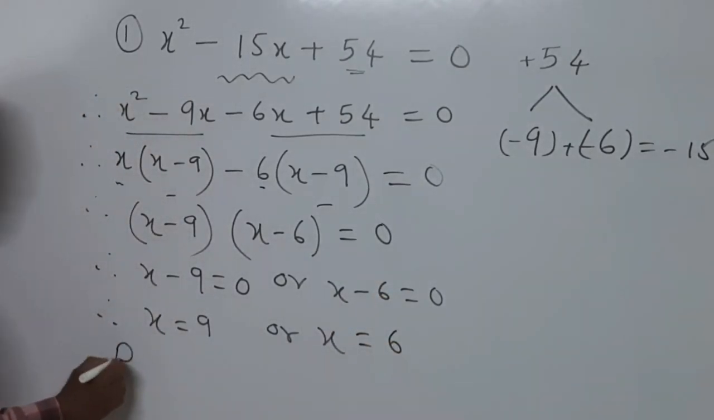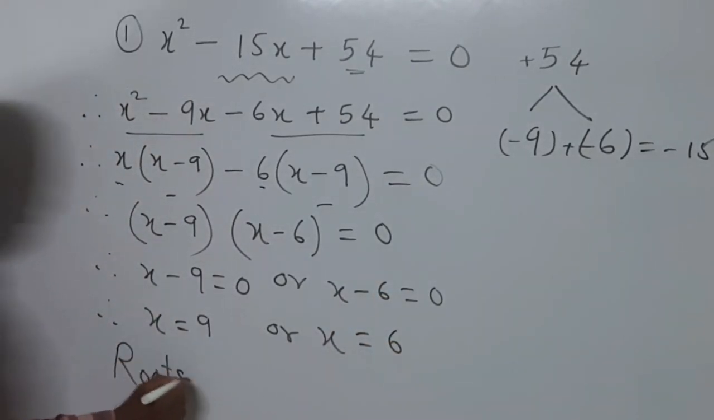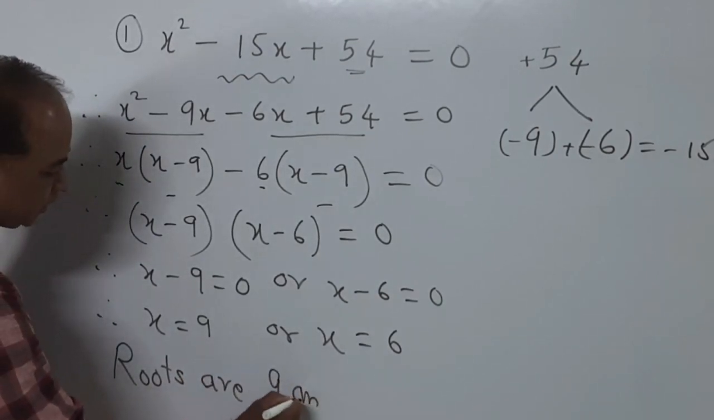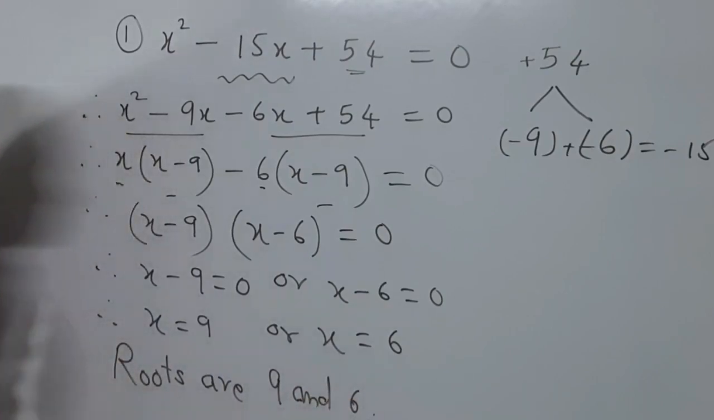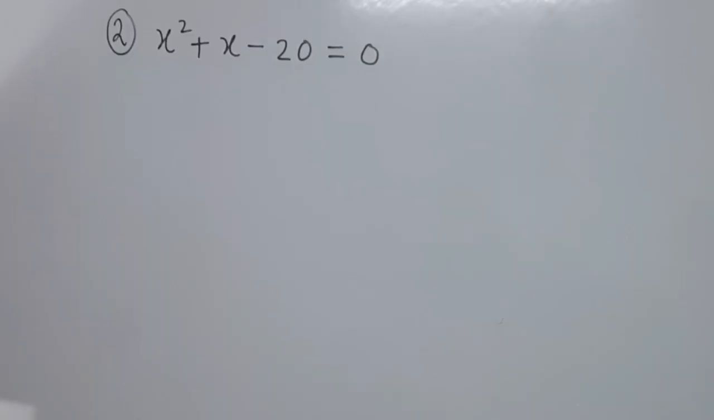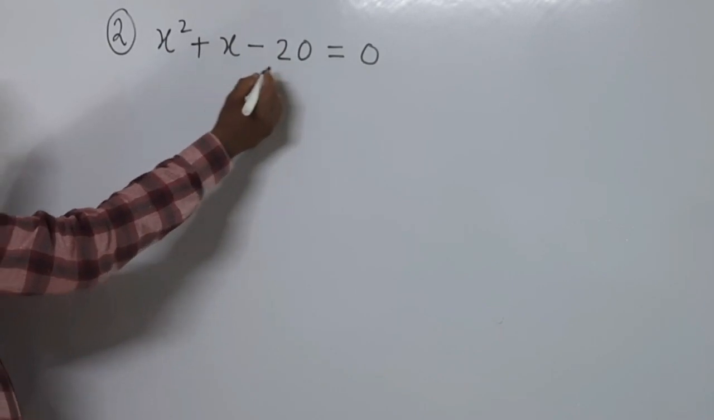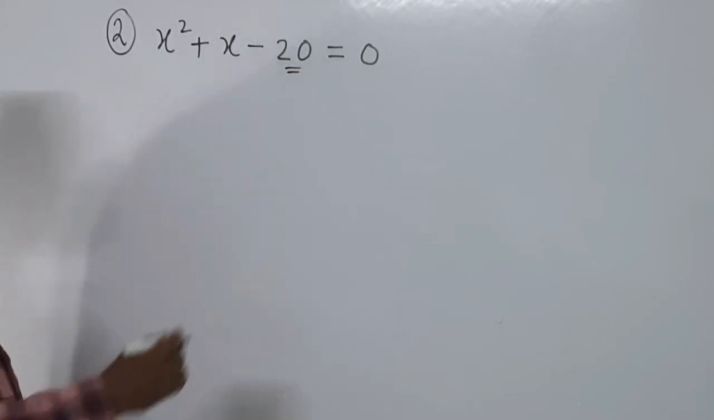So the roots of the given quadratic equation are 9 and 6. Second example: x square plus x minus 20 is equal to 0. Here the first term is x square, the middle term is x, and the third term is minus 20.